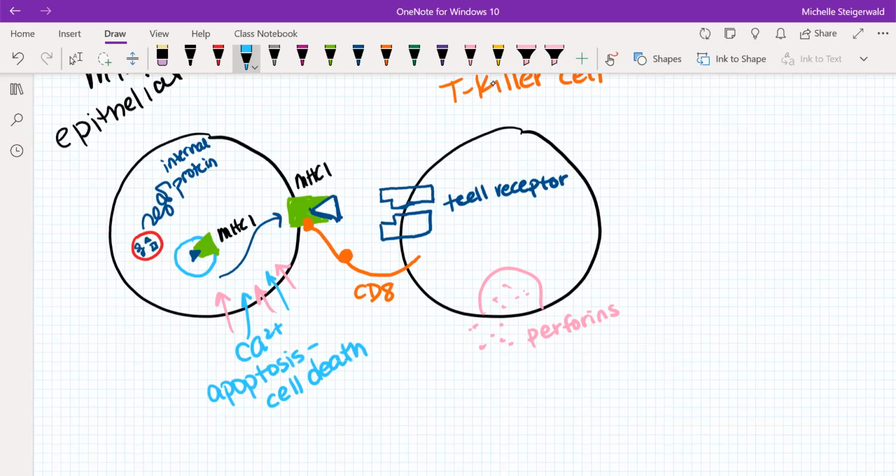So now you've killed this infected cell, and you can go and check all of the neighboring cells and see, did their interferon response actually help and they're clean, or do they also need to be killed? So those are the two adaptive systems that you should know. And I think that's everything I wanted to tell you guys.